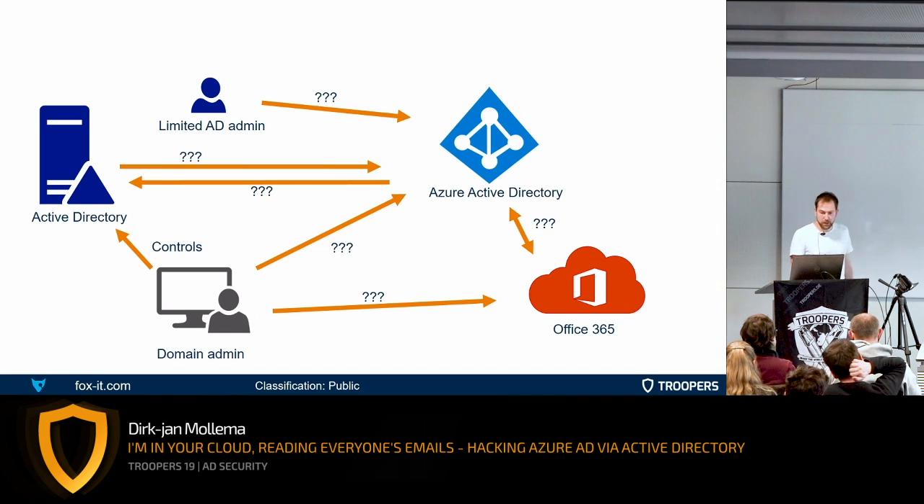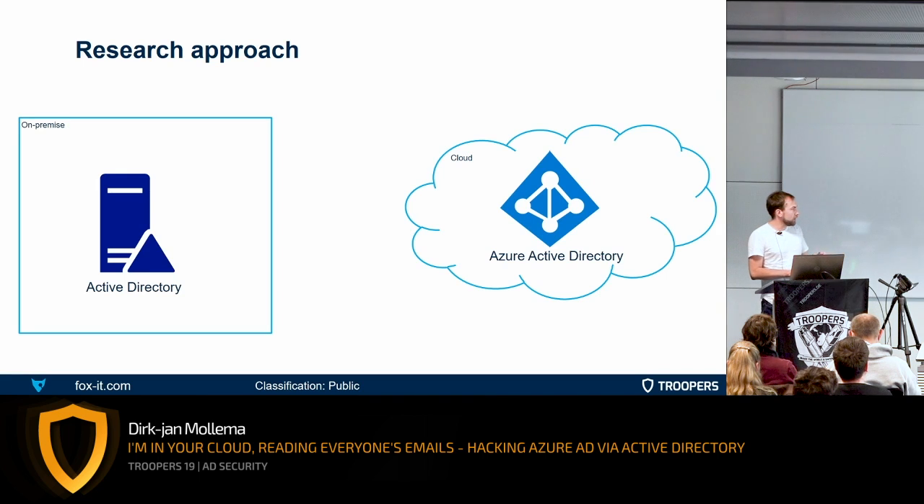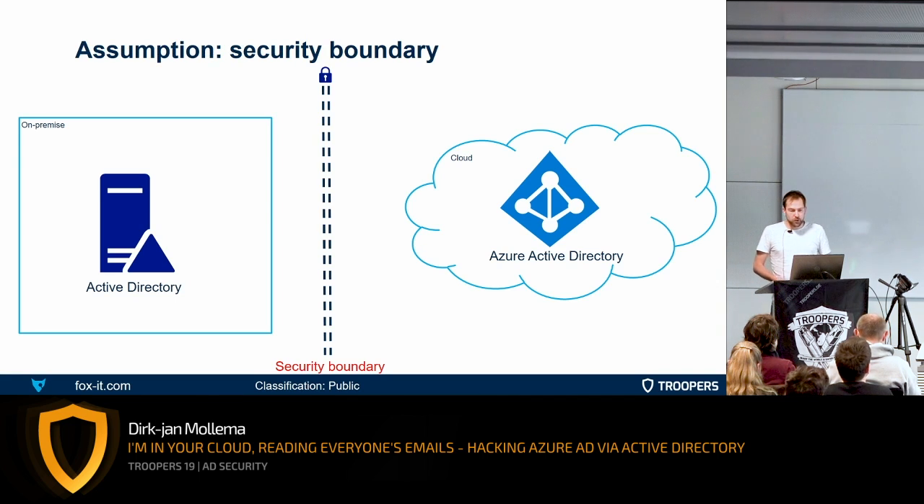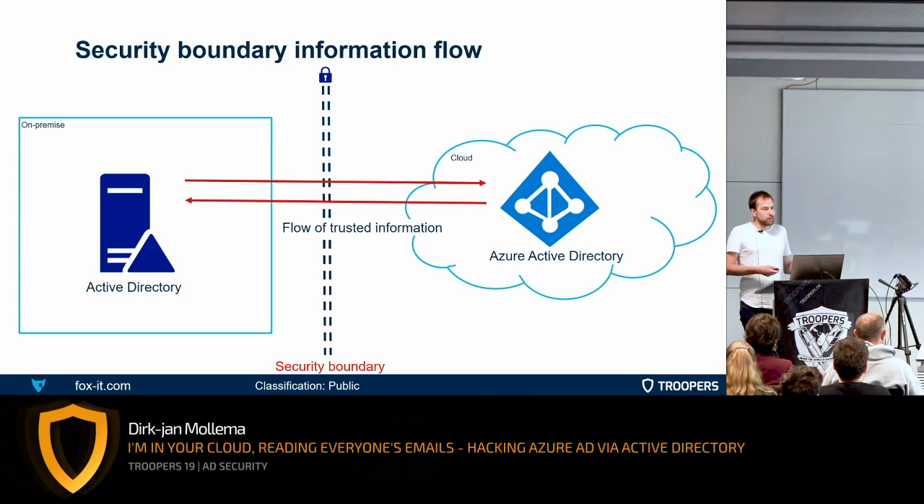Before I go deep diving into it, I'd like to share a bit of my research approach. How I typically approach this is we have two different things: on-premise Active Directory, and a part in Azure. Now, we assume that there's a security boundary between the two, because they both have separate access controls, and it shouldn't mean that from one side you can very easily go over to the other side. But at every security boundary, there has to be some integration or synchronization, and some information which flows from one side to the other side and back. And that information has to be considered trusted at some point.